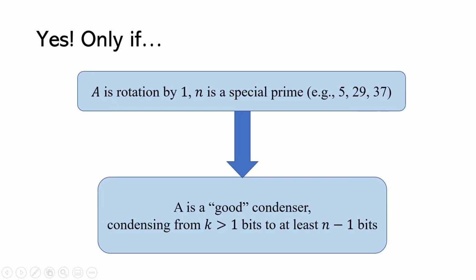In our work, we proved rotation by 1 is indeed a good condenser, which can condense to n-1 bits of entropy, as long as n is a prime satisfying a number theoretical condition. Additionally, if n is the same special prime, and A becomes rotation by alpha, where alpha is coprime to n, A still condenses to n-1 bits.